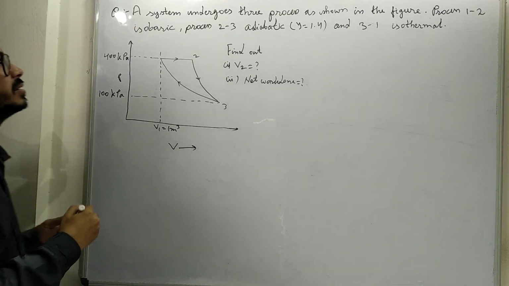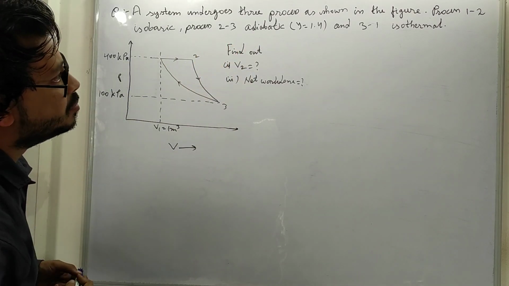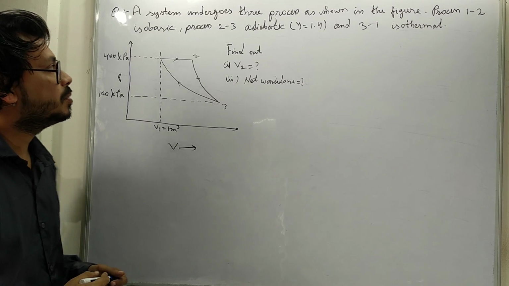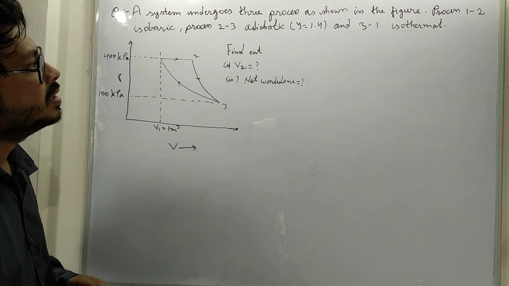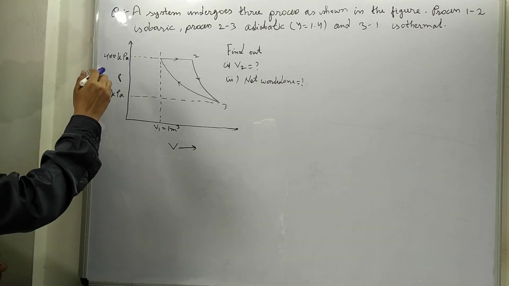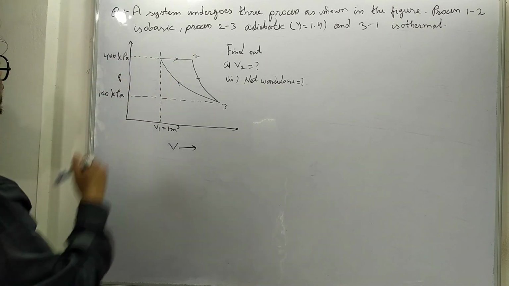Now see this question. A system undergoes 3 processes as shown in the figure. Process 1 to 2 isobaric, process 2 to 3 adiabatic, gamma equals to 1.4, and process 3 to 1 isothermal. So we have been given 3 processes. This is the diagram for the question, it is already given in the question.